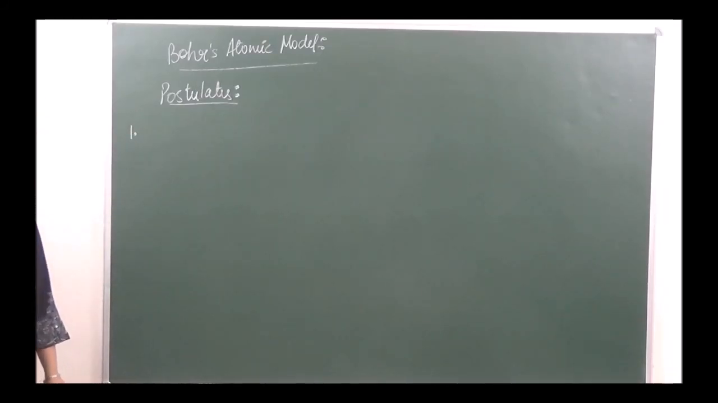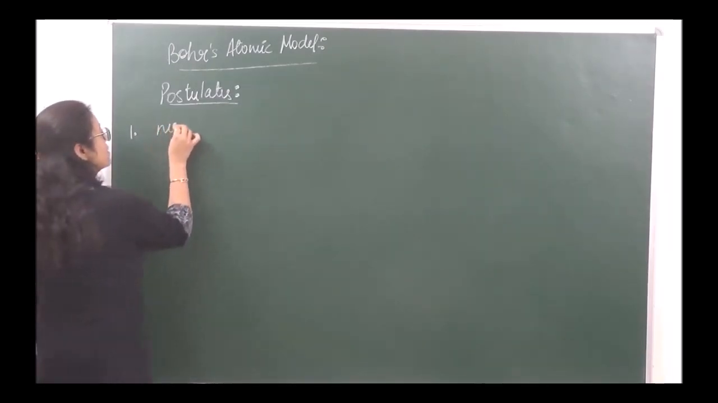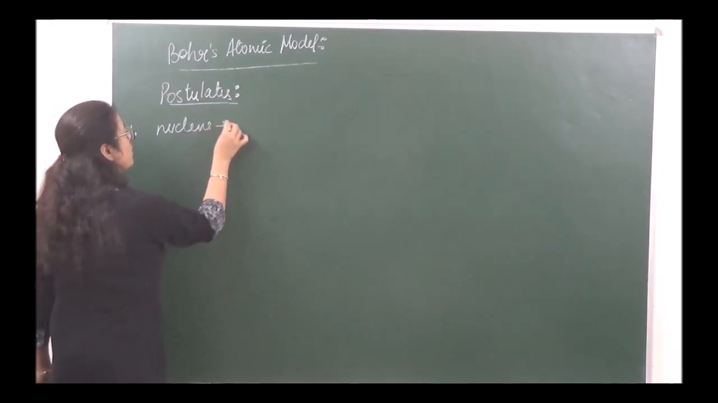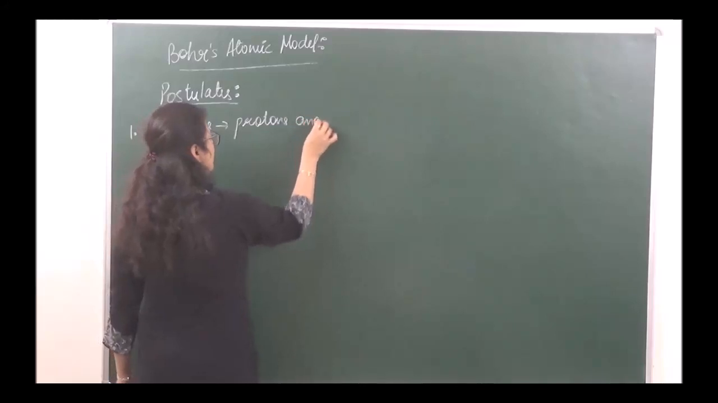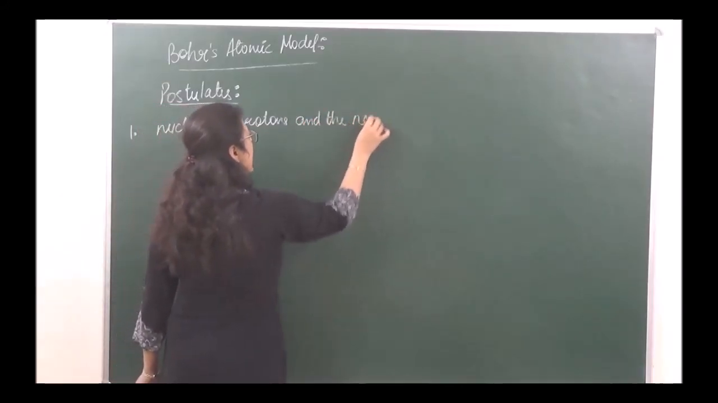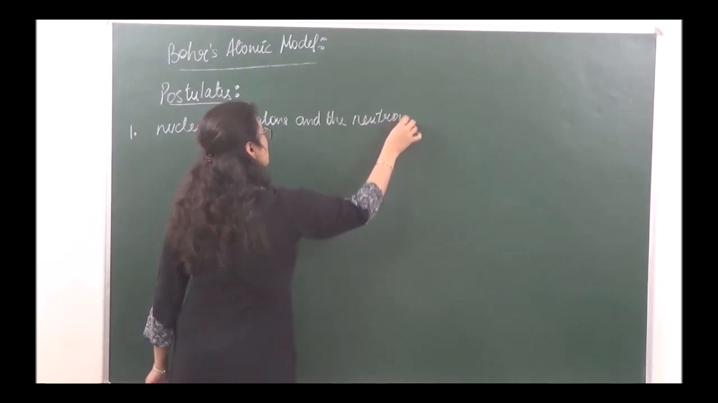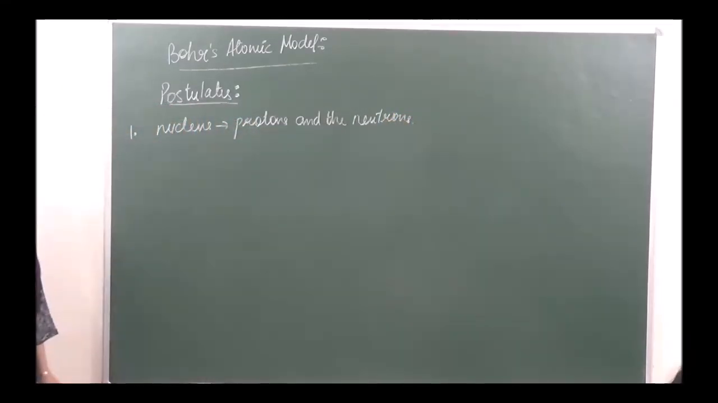So let's go on to the postulates of Bohr's atomic theory. What were the main features of this theory? It said that the atom has a nucleus as given by Rutherford, which consisted of all the protons and the neutrons, which were together known as nucleons. The size of the nucleus was very, very small as compared to the size of the atom, and it is present at the center of the atom. So all this was also put forward by Rutherford.